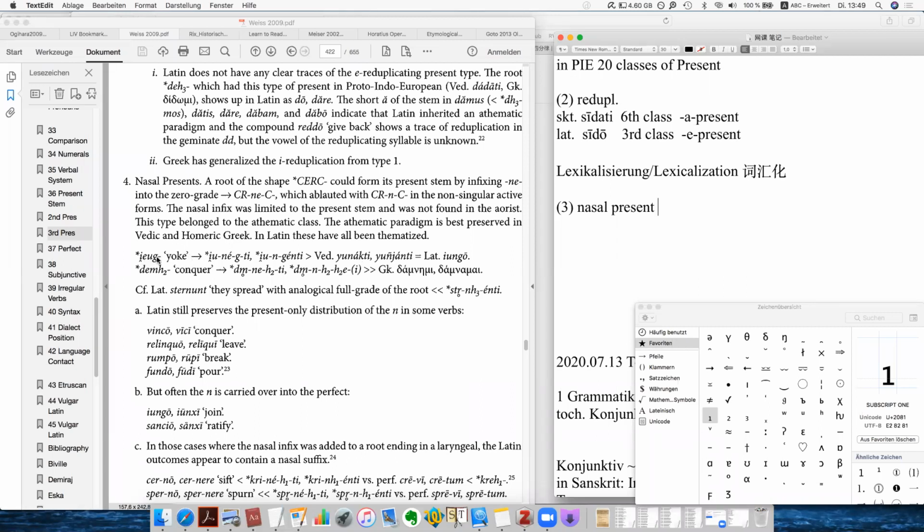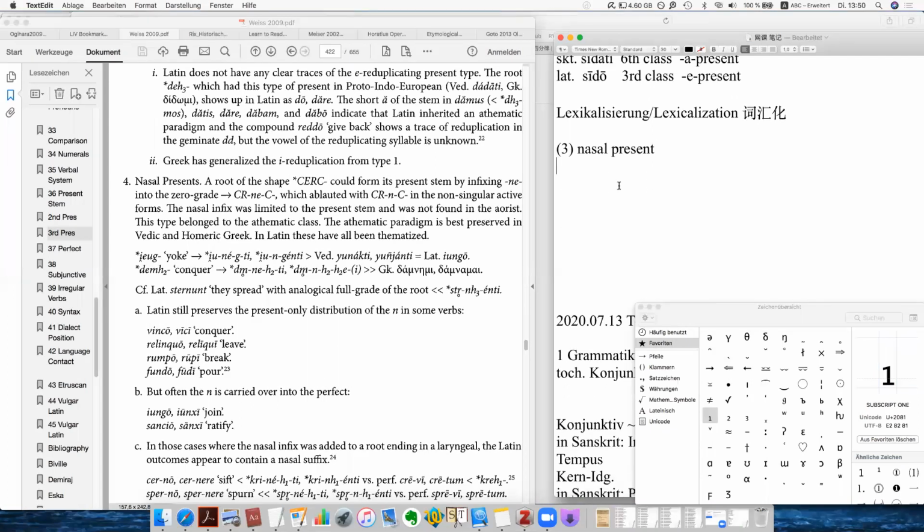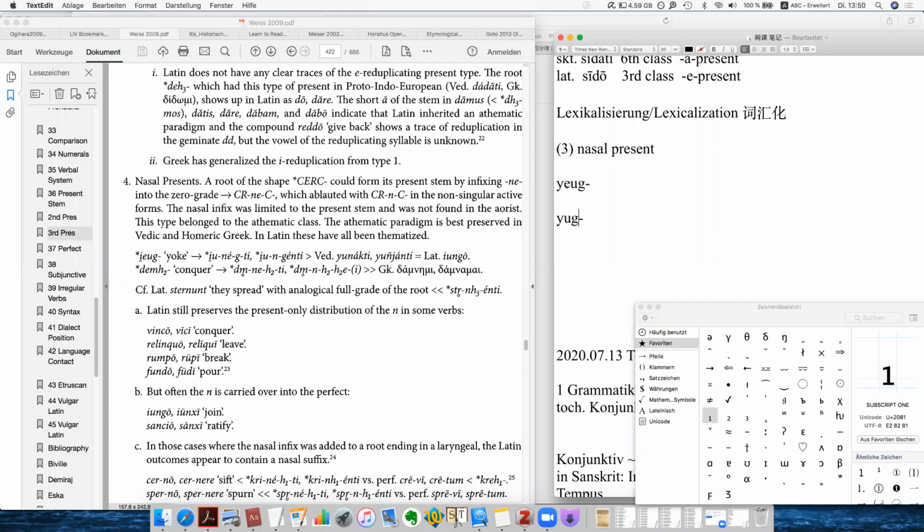Let's check it. So the root is called yugh. So let's check the root. And how do you build a nasal present from yugh? For nasal present, you use the weak stem, and then you insert the nasal suffix, the nasal infix, into the weak stem, right? So actually you have this one, right? So this is actually two stems, right? But pay attention. Nasal present is actually asymmetric. In origin, this is asymmetric.